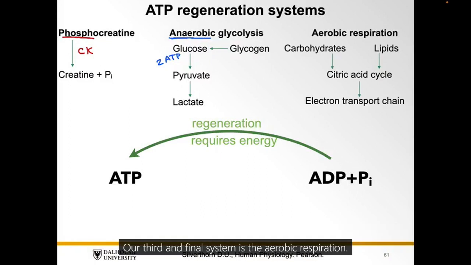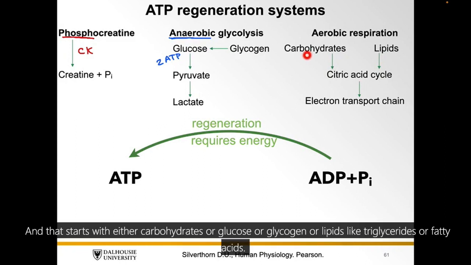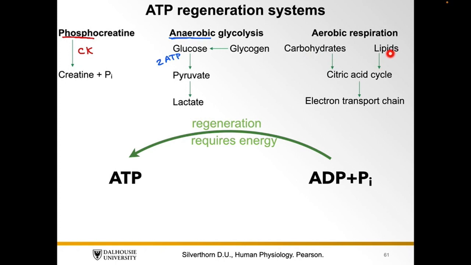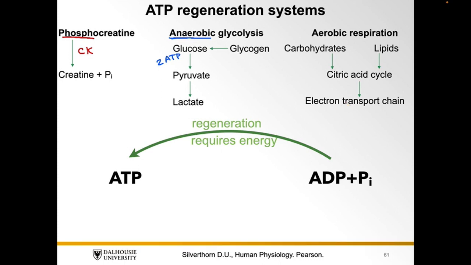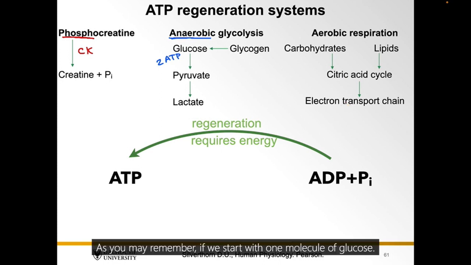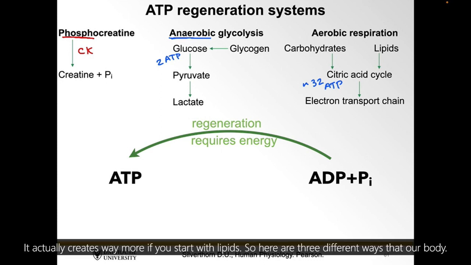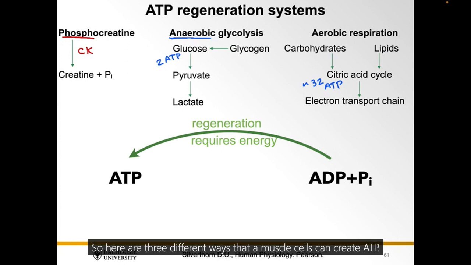Our third and final system is the aerobic respiration. And that starts with either carbohydrates, so glucose or glycogen, or lipids, like triglycerides or fatty acids, which then enter the citric acid cycle and the electron transport chain. As you may remember, if we start with 1 molecule of glucose, this can create roughly 32 molecules of ATP. It actually creates way more if you start with lipids. So here are 3 different ways that our muscle cells can create ATP.